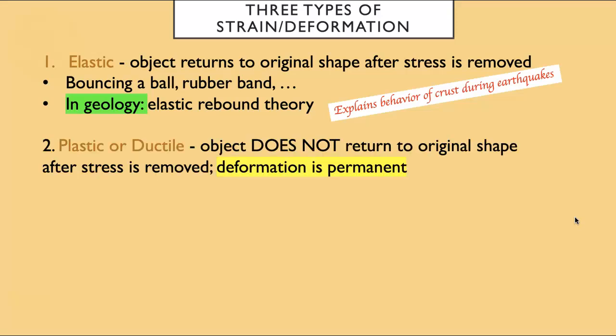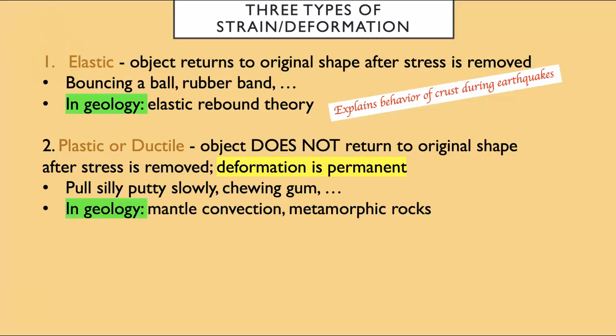A second type of deformation, the plastic or ductile one, does not return to its original shape after the stress is removed. The deformation is permanent. So you can imagine maybe if you know what silly putty is and you pull silly putty apart slowly, it is permanently deformed. If you let go, it's not going to bounce back like a rubber band would. Or maybe if you have chewing gum and you take the chewing gum out of your mouth, right? That's ductile.